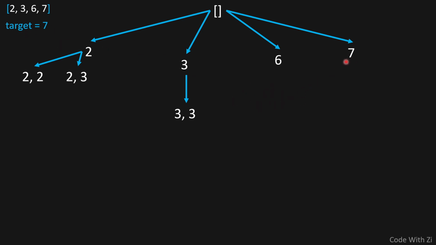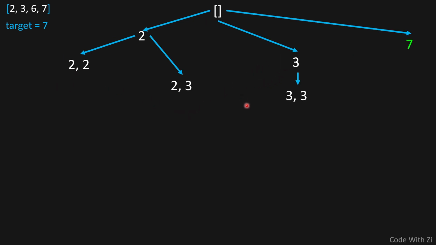Now we're going to explore this one and ask, is this equal to our target number? Well, yeah, 7 is equal to 7, so this is going to be one of our answers. Now I'm going to change the spacing here so we can have more space to expand these further, and we're going to ignore 6 entirely, like so. As you can see, we have 7, we have 3, we have 2.